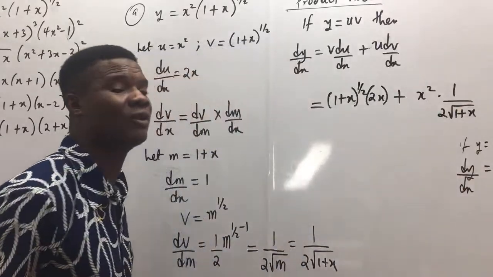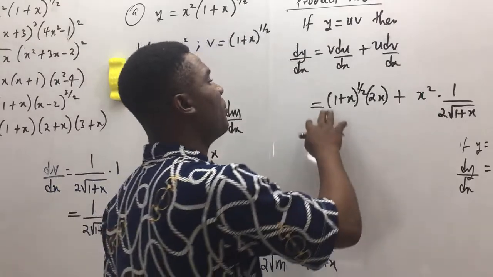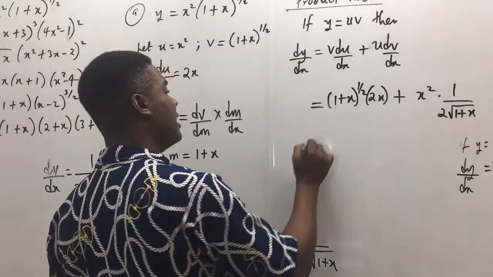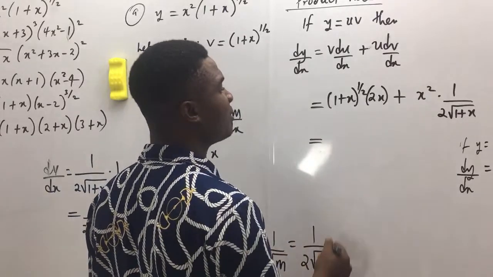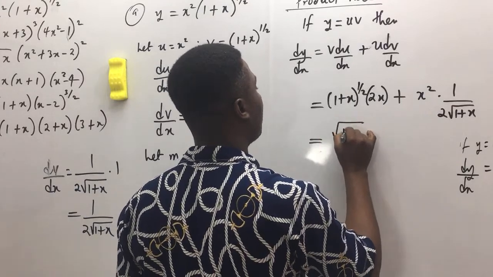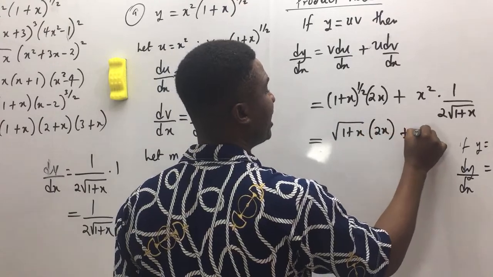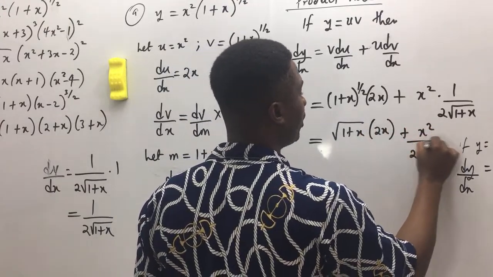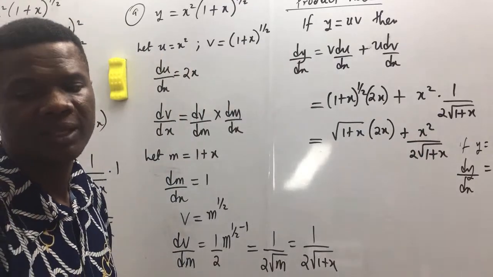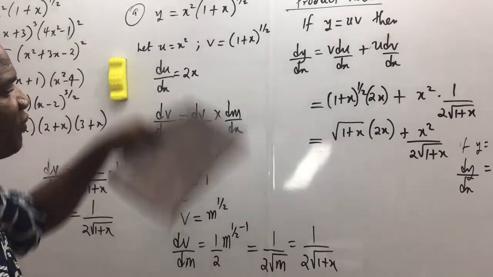Now, please take note, I often tell students, nobody really needs you to decompose this. You can leave that as your result in the exam or in any assessment. But if you want to simplify further, you could. So this can be written as square root of 1 plus x in bracket 2x plus x squared over 2 square root of 1 plus x. I'm going to leave my result in that manner. So this will be the derivative of y with respect to x for that function.